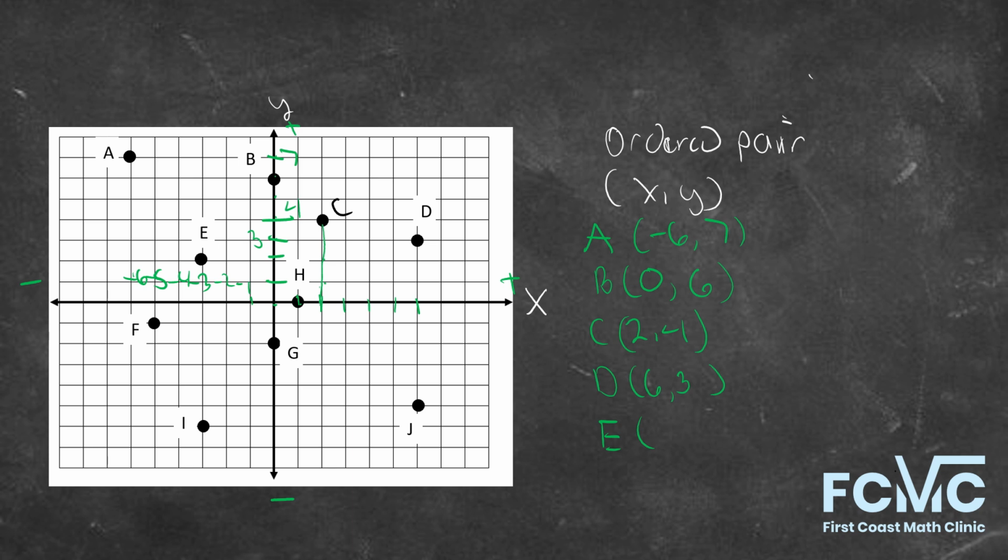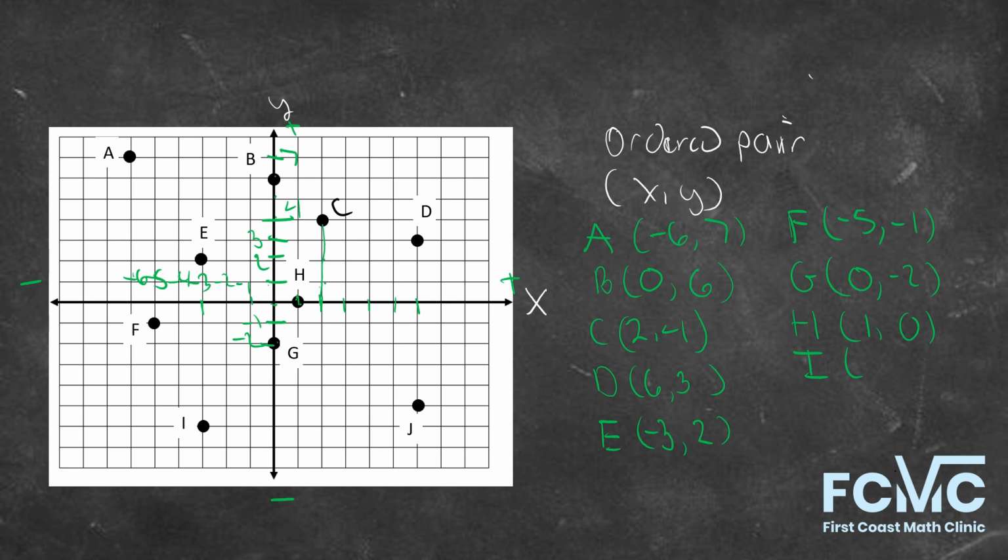E, we're at -3 on the x-axis. And then we're going up 1, 2. So E should be -3, 2. F, we're going over -5 on the x-axis, then going down 1. So -5, -1. G, we're not moving left or right at all. So X is 0. Then we're going down 2. So it should be at -2. Point H, we're going over 1, +1. We're not moving up or down. So we should have 1, 0.